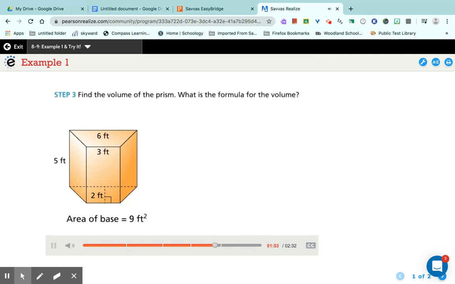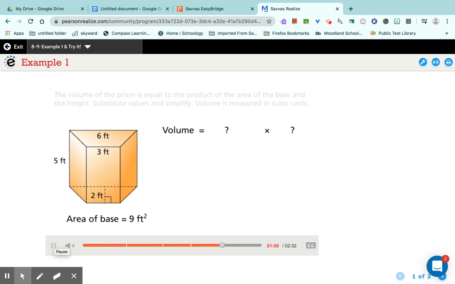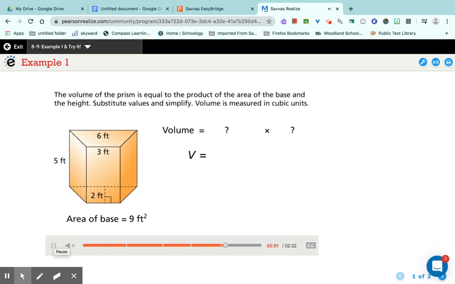Now we're ready to find the volume of the prism. What is the formula for the volume? The volume of the prism, V, is equal to the product of the area of the base, capital B, and the height, H. Substitute values into the formula and simplify.